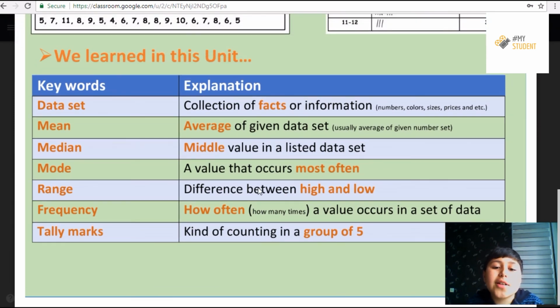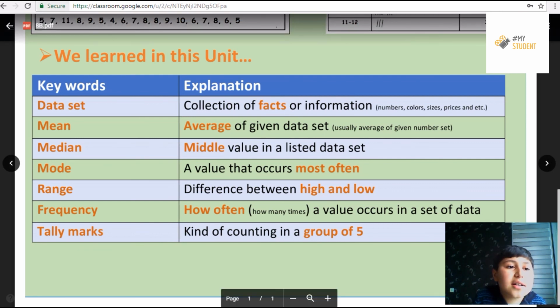Dataset is a collection of facts or information. Mean is the average of a given dataset. Median is the middle value in a listed dataset. Mode is a value that occurs most often. Range is the difference between high and low. Frequency is how often, how many times a value occurs in a set of data. Tally marks is a kind of counting in groups of 5.